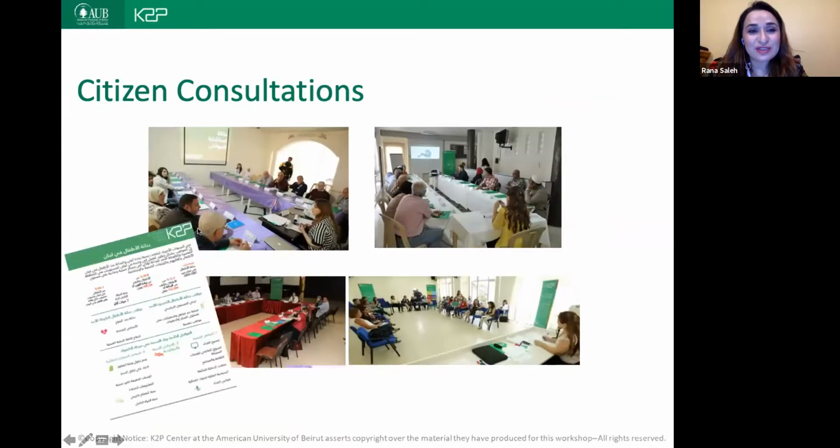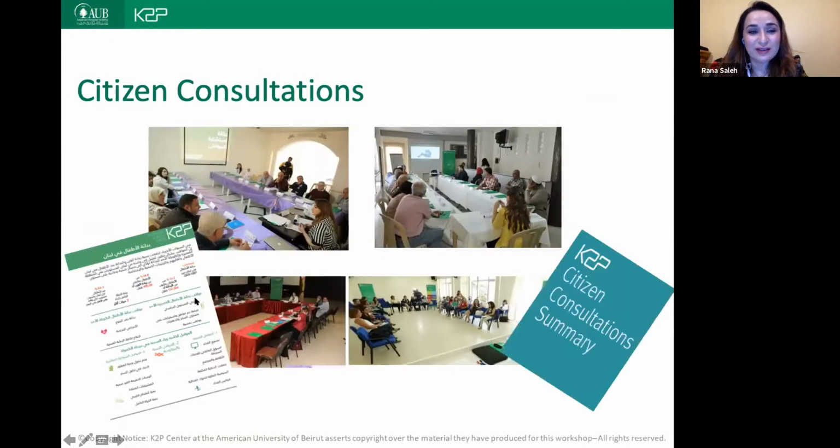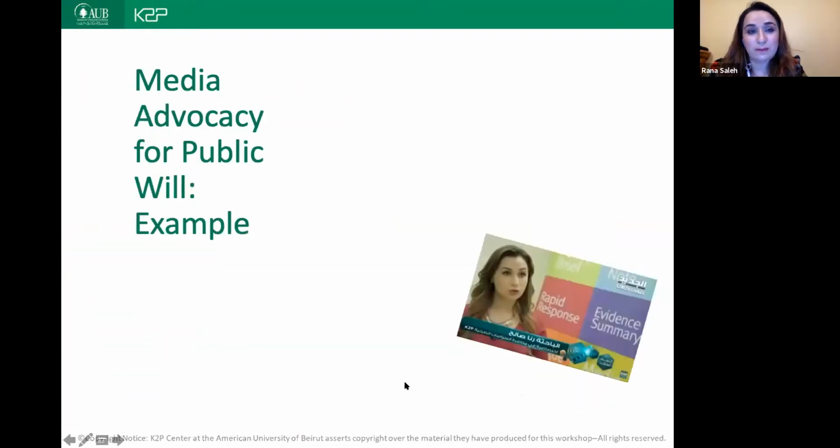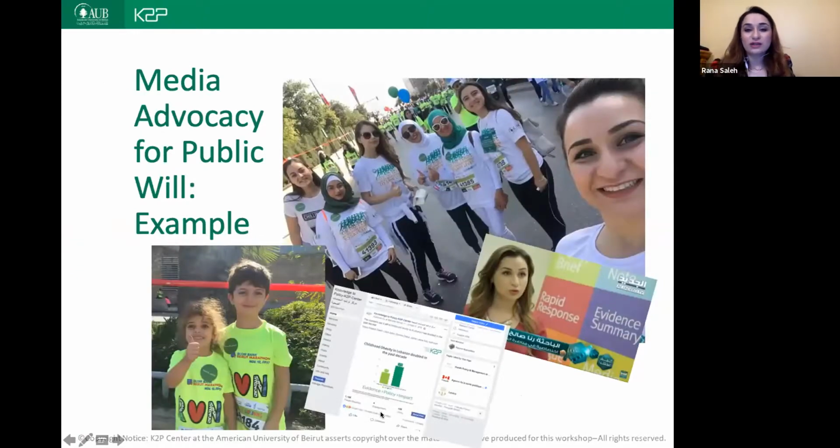So this is an example of the citizen consultations that we had. This is a summary of the policies. We did some data visualization for the policies that we were recommending to make it easier for the citizens to engage with us. And we provided a citizen consultation summary that was later used as a basis for the discussion with the national stakeholders in order to provide legitimacy for our claims. This is some of the media advocacy that we've done: media interviews and social media posts.